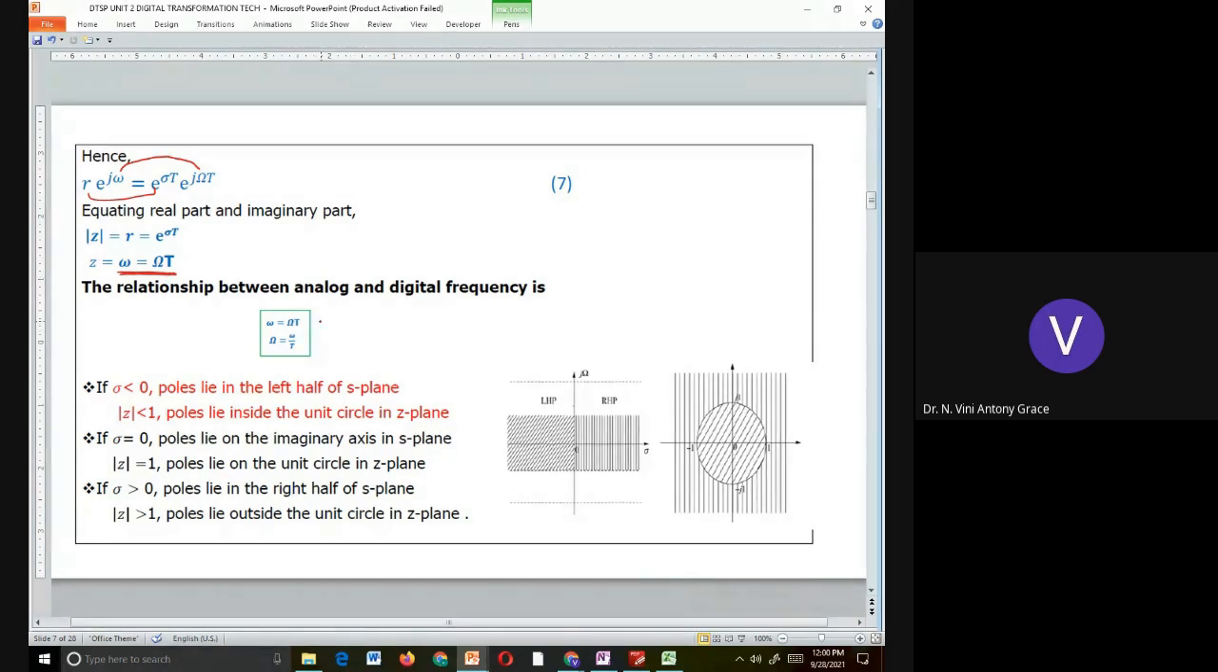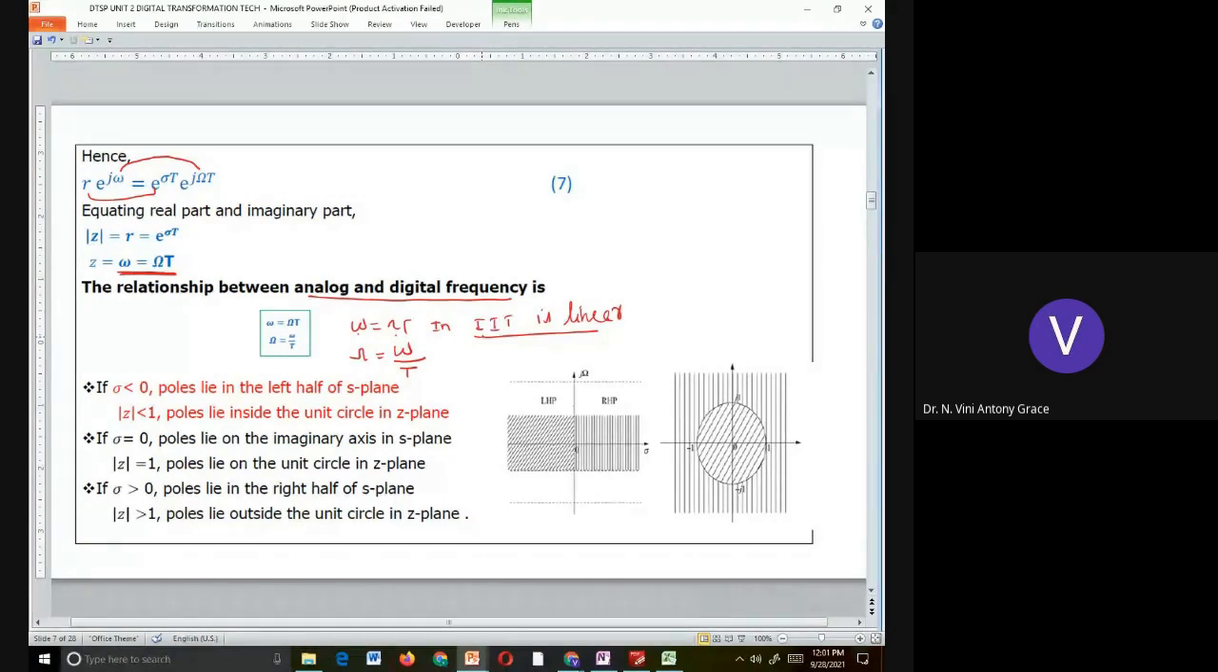So in the impulse invariant technique, the relation between analog and digital frequency is this: digital omega is equal to analog omega T, or I can write analog omega is equal to digital omega by capital T. If we consider this relation, I can say that this relation of analog and digital frequency in impulse invariant is linear. We will get a linear relationship between analog and digital frequency in case of impulse invariant.